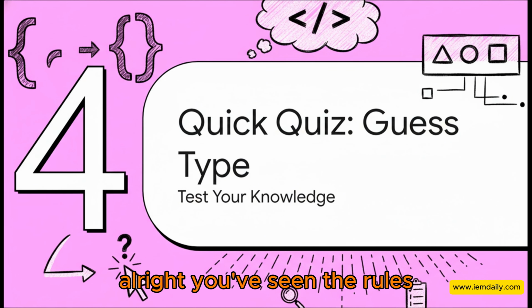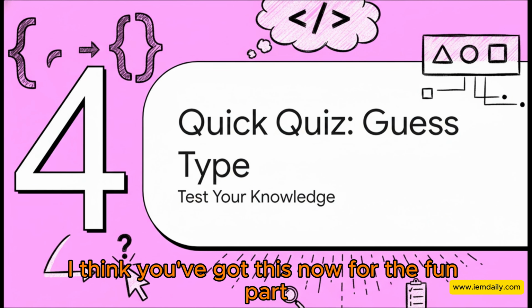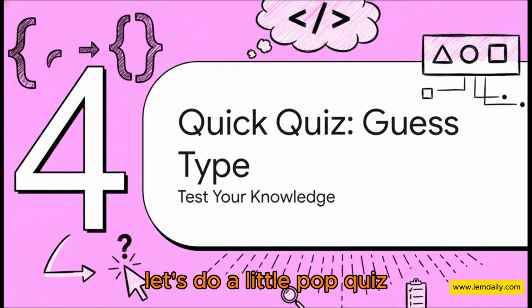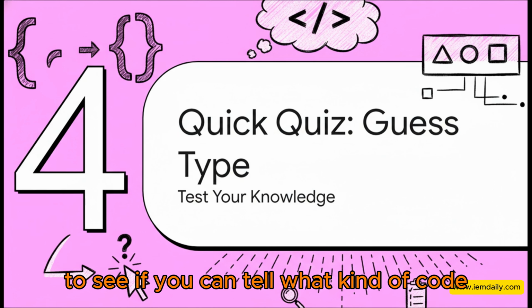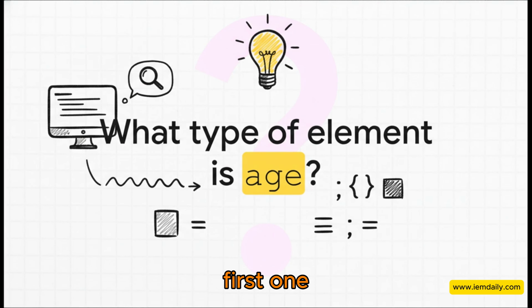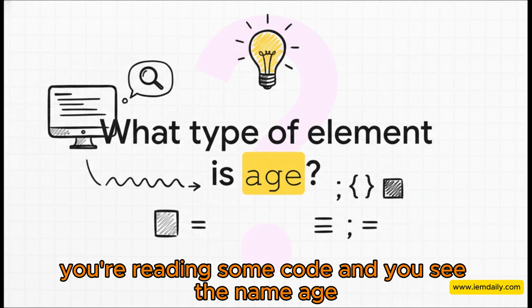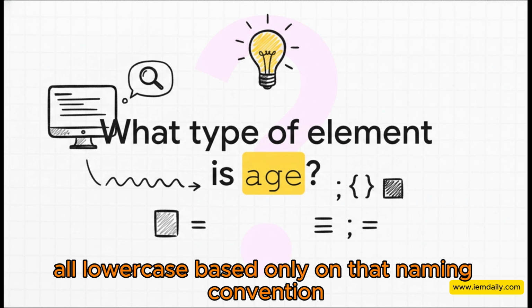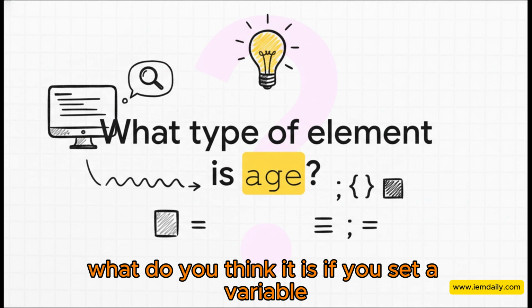All right, you've seen the rules. I think you've got this. Now for the fun part. Let's do a little pop quiz to see if you can tell what kind of code element you're looking at, just by its name. Ready? Let's go. Okay, first one. You're reading some code and you see the name age, all lowercase. Based only on that naming convention, what do you think it is?